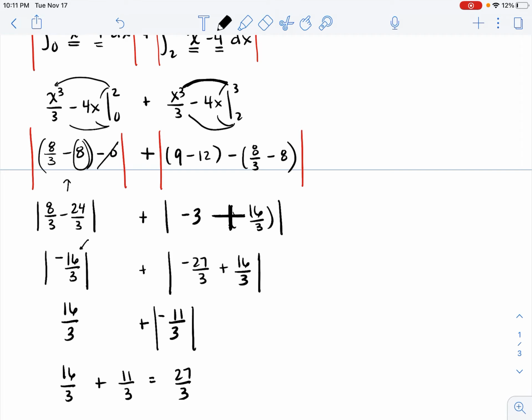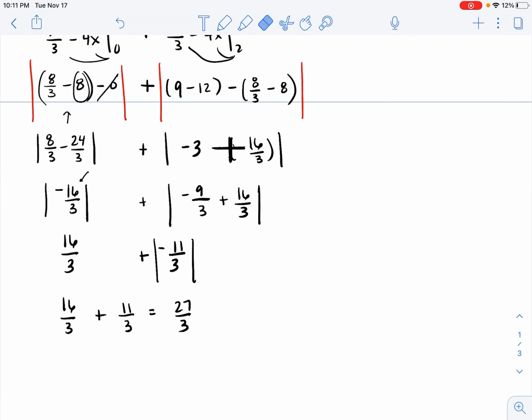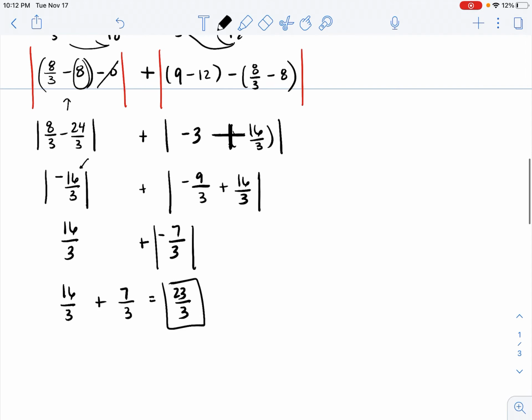I'm so sorry. Okay, and then you guys, this right here, you still have that over 3, so let's go ahead and write that as negative 9 over 3. And negative 9 over 3 plus 16 over 3, let's see, that's a negative 7 over 3. And that is the answer that I got when I did this. Okay, so then 16 over 3 plus 7 over 3 is going to give me 23 over 3. Oh my gosh, that's so embarrassing. I'm so sorry. All right, that is what I got as well. All right, so again, just be careful on the math.